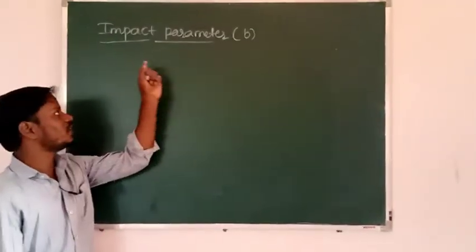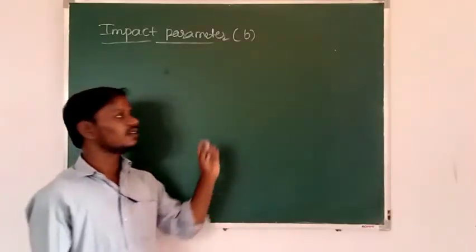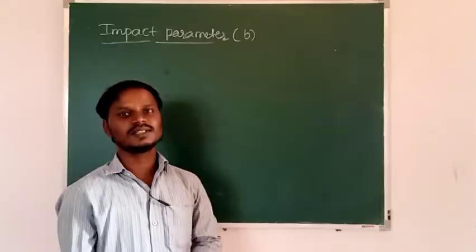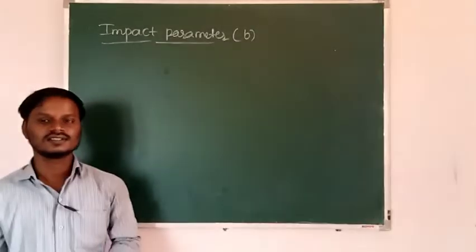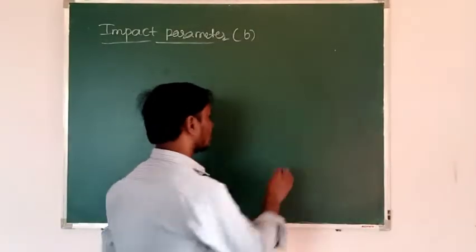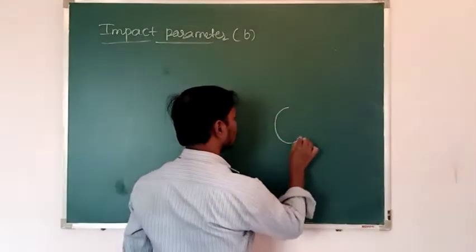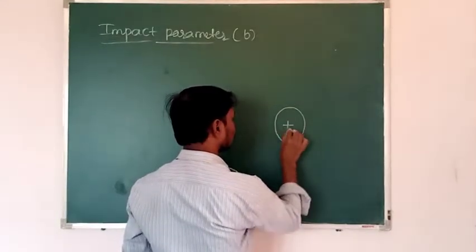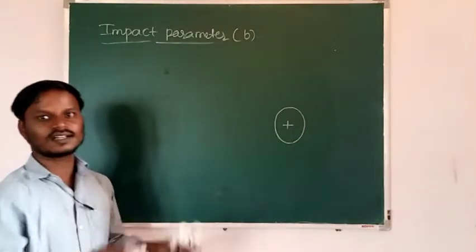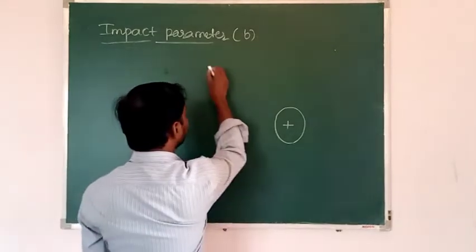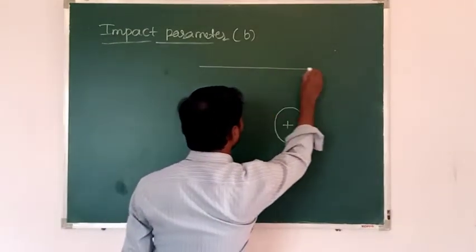So next important topic, that is impact parameter, and that impact parameter is represented by the letter small p. Then what is impact parameter? See here, this is a nucleus. This is a nucleus of an atom. Then let us consider some alpha particles. This is first alpha particle.